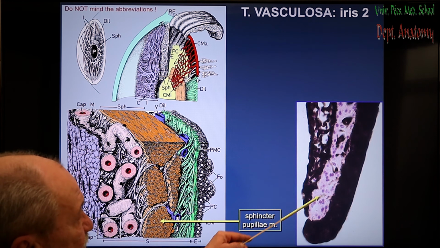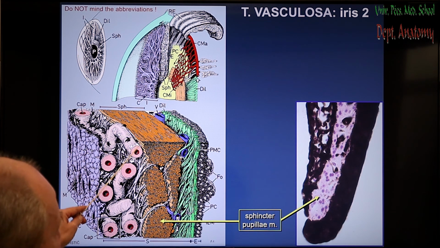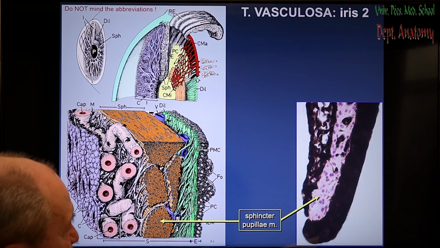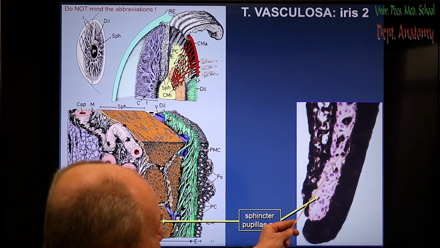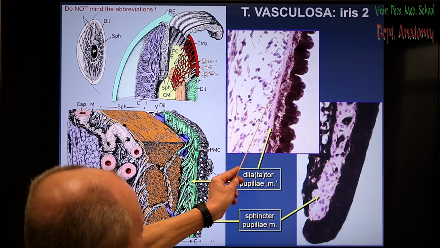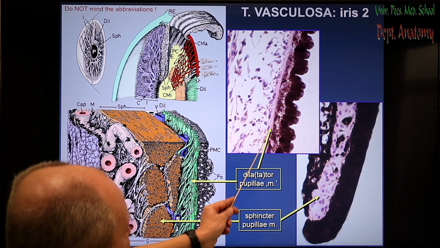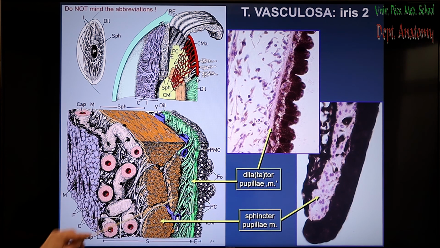The cross-section of the smooth muscle of this sphincter pupillae is easily recognizable here, and behind it, a very narrow layer in front of the pigmented cells corresponds to these radial processes of these cells, and this should be called the dilator of the pupil, dilator pupillae muscle, but keep in mind that these are myoepithelial cell processes.